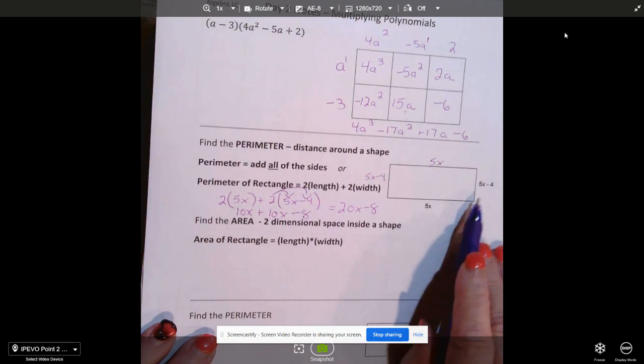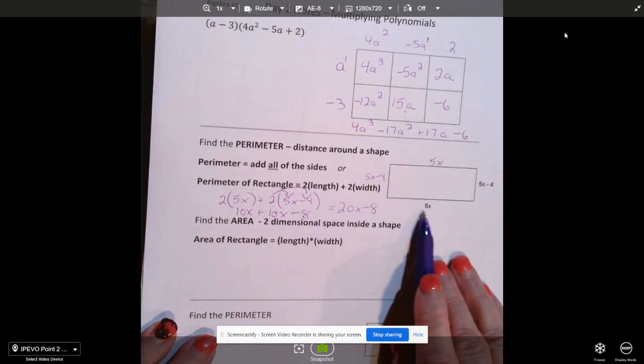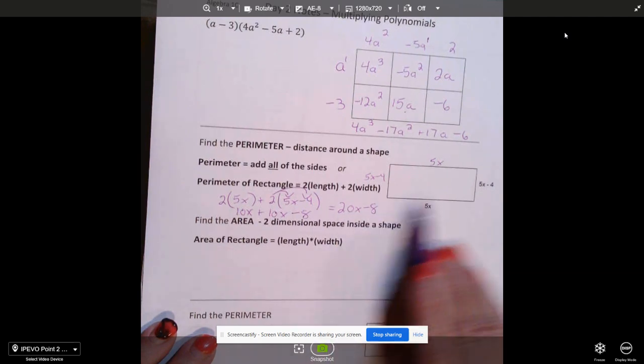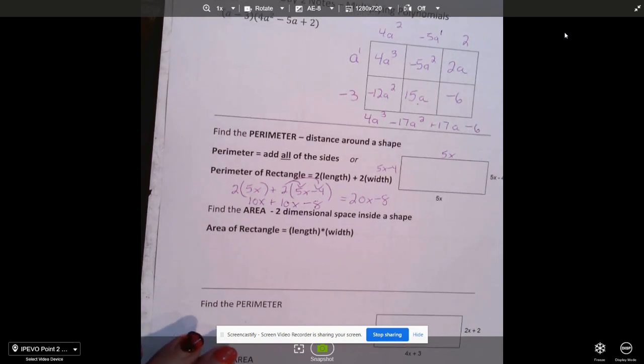So that now is an expression for the perimeter of this rectangle. And that's the same thing as if I added them up, right? This would be 5x, 10x, 15x, 20x. So there's where I get my 20x. And minus 4 and minus 4 gives me my minus 8. So that's the same thing.